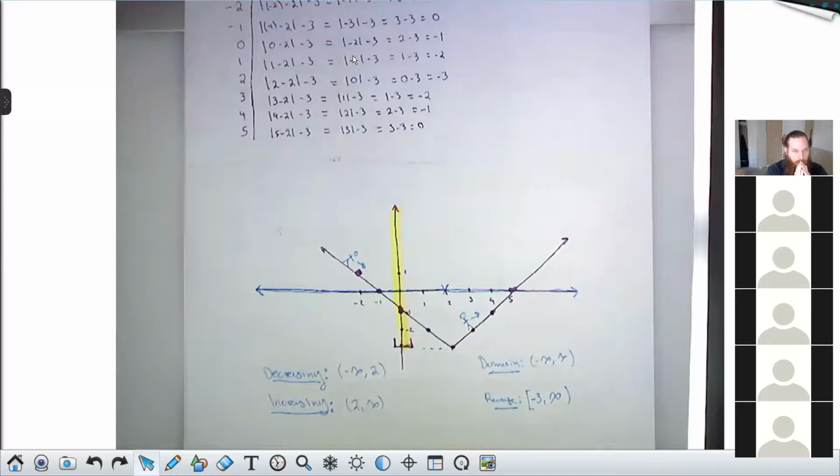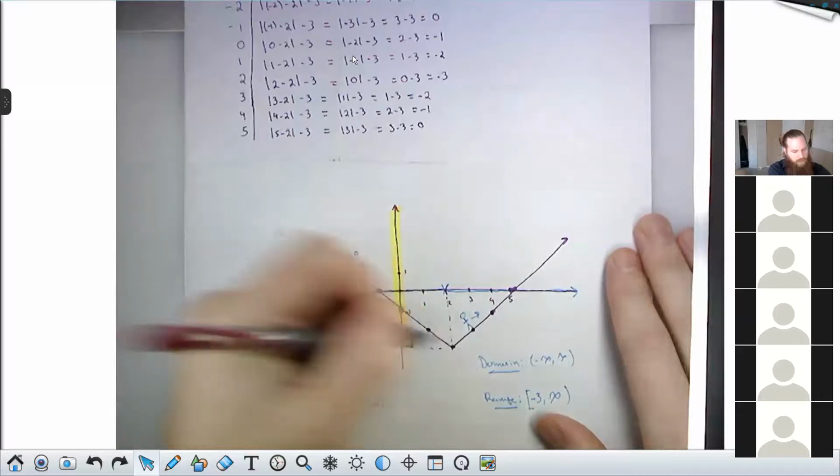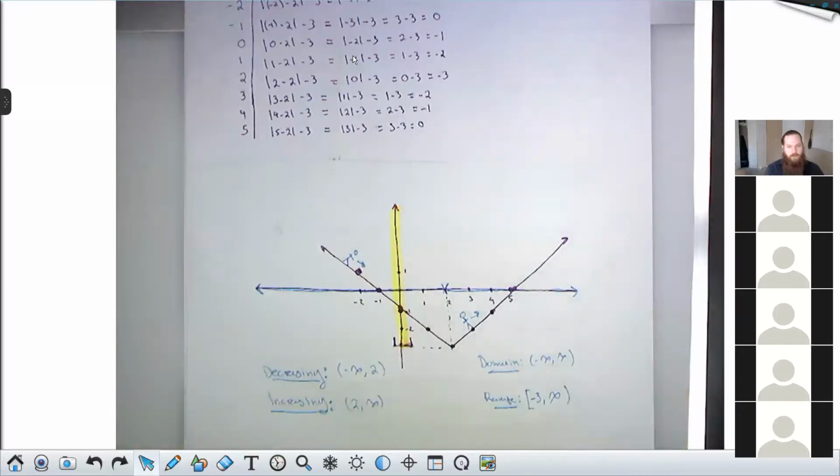For the increasing and decreasing, wouldn't it be 3 instead of 2? Well, remember we have to use intervals of x values. So what is the x value where, oh, we turn around? That's right. Sorry, never mind. Okay, never mind, no, you're good.